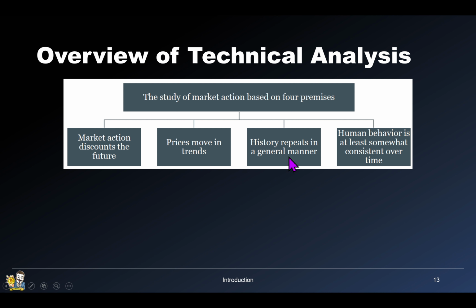Then history repeats in a general manner. When there is a bubble, a crash is inevitable after that. And the last one is human behavior is at least somewhat consistent over time. It's always greed followed by fear.